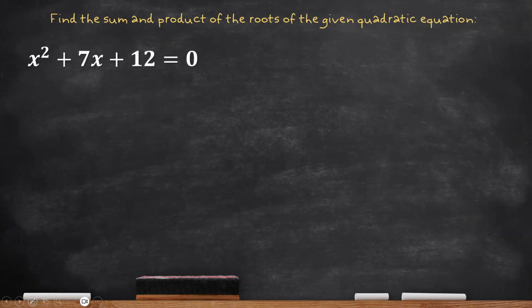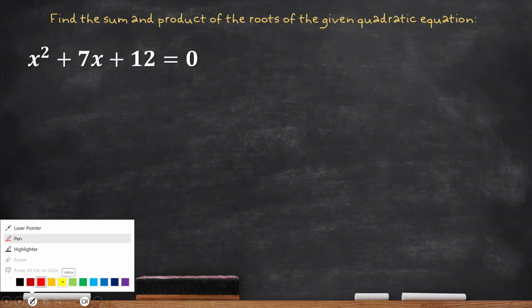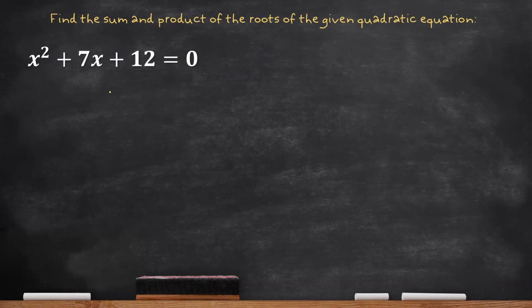The first thing that you need to do is to check if the equation is already in standard form. Okay. Now, kung naka-standard form naman, then we will now be identifying the values of A, B, and C. So A is 1, B is 7, and C is 12. And then, now we're going to get the sum using the formula negative B over A. So negative B, so negative, and then B is 7, negative 7 over 1. Okay? Then simplify. So negative 7 over 1, that is equal to negative 7.